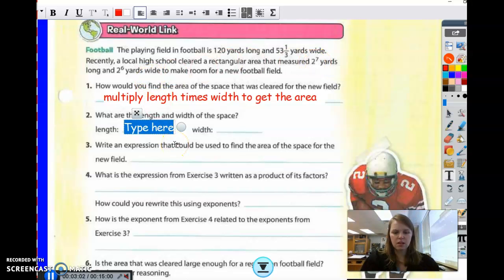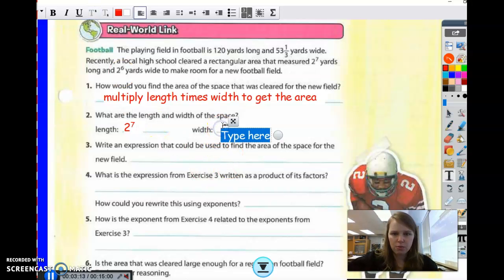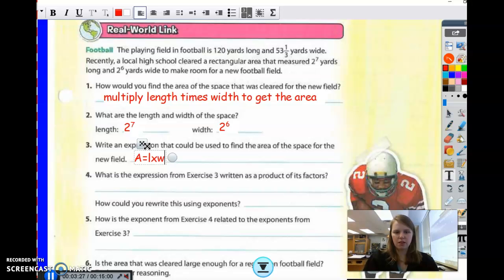So we're going to say, I might have to just write that. Oh, I think I can do exponents. 2 to the 7th power long. And for width, we're going to do, what's that? 2 to the 6th. So 2 to the 6th power. Then it says, write an expression that can be used to find the area for the space. Well, we just said area is length times width, right?